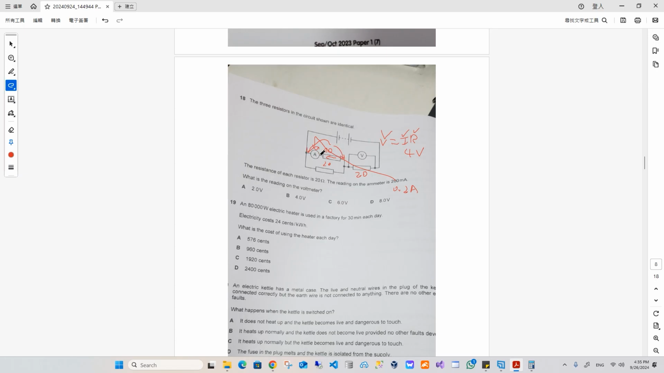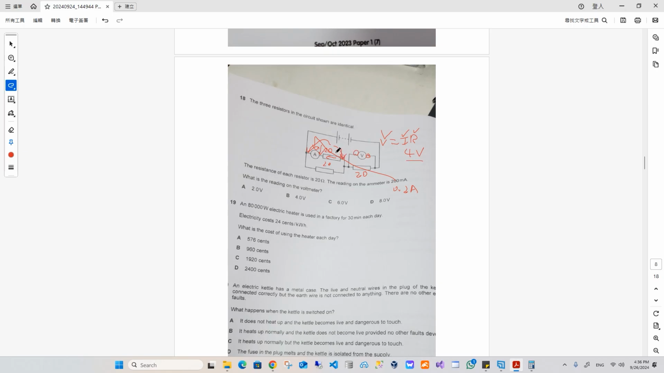Assume the ammeter is just a wire. Assume the voltmeter is just a broken circuit. So these two are just as good as broken, so nothing will disturb your circuit. Having it or not having it is the same thing. So 20 across this resistor is supposed to be across here and here. No, actually it's 4 volt.